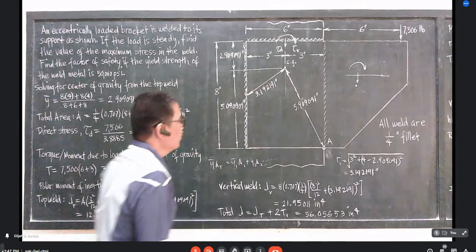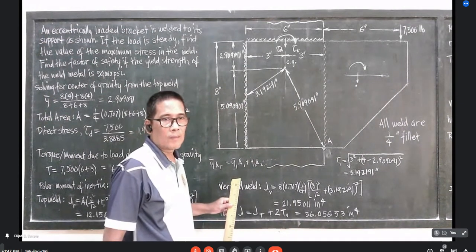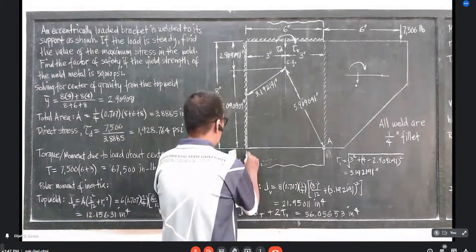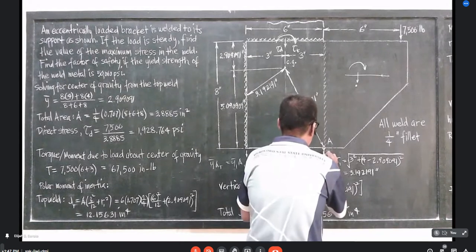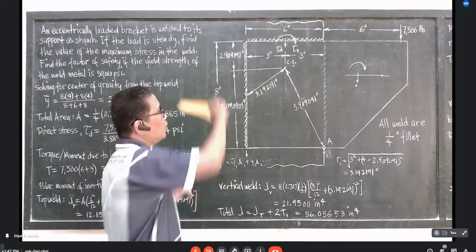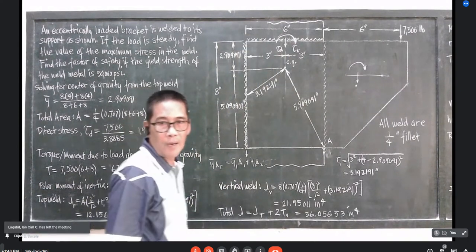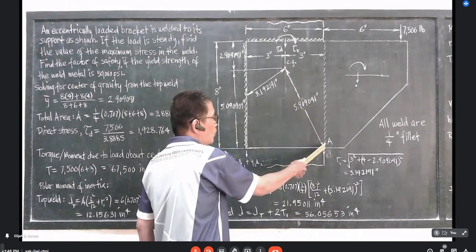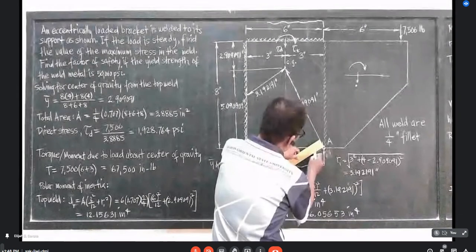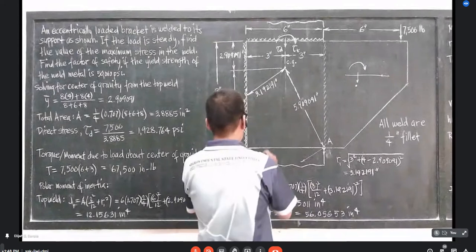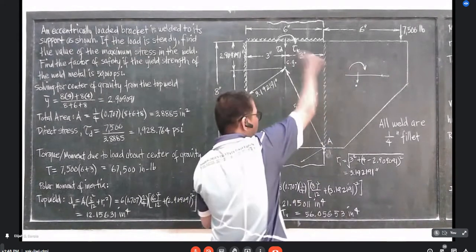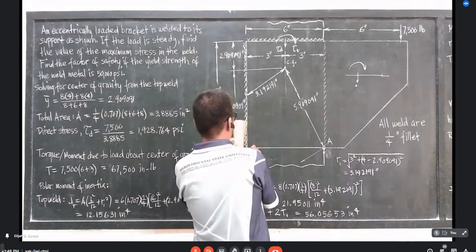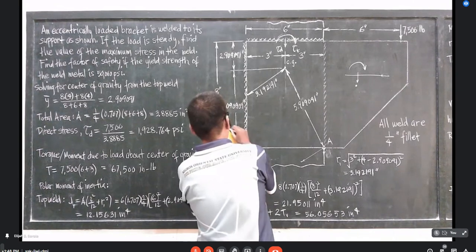Okay. Now, if we draw the stress vectors, the direct stress is downward. So for here, it is downward. But for the twisting, it is perpendicular to the radius from the center of gravity to where it is located. So probably that is my best approximation to the perpendicular. For this one, by the way, look at the direction. Look at this. So that is my best approximation of a perpendicular.